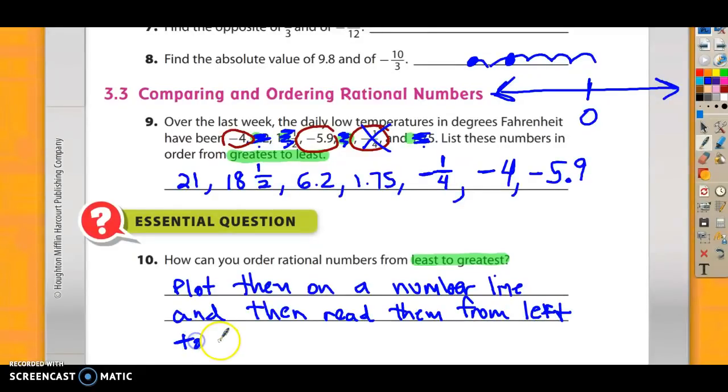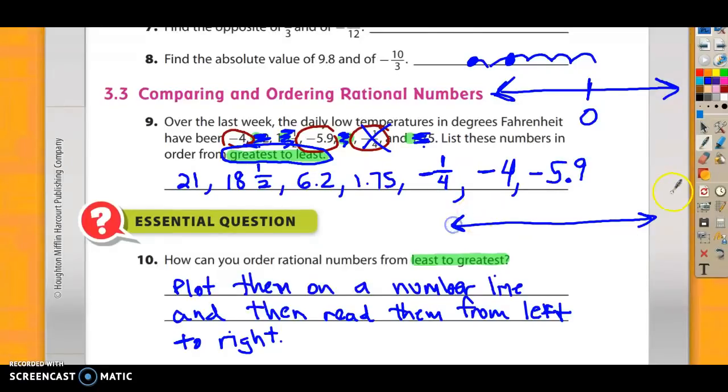Now, if you think to yourself, well, Mr. Smith, you just did that on number 9, but you read them from right to left, I would say I agree. On number 9, we were listing greatest to least. So if you think about a number line, the greatest would be the positives, and the least would be the negatives. So if it says greatest to least, you start over here, and you list them that way. And if it says least to greatest, you start over here, and you list them that way.